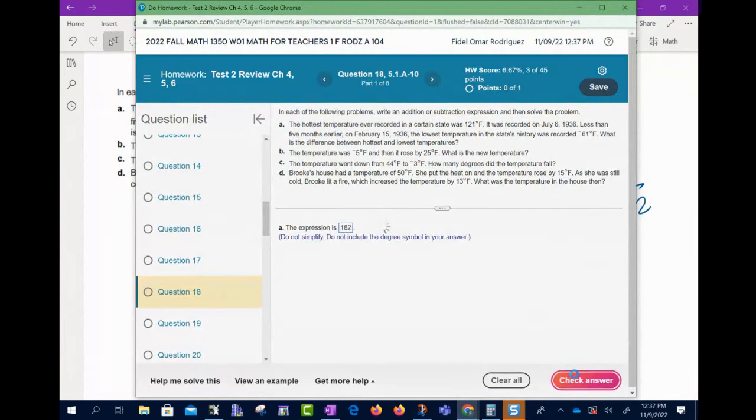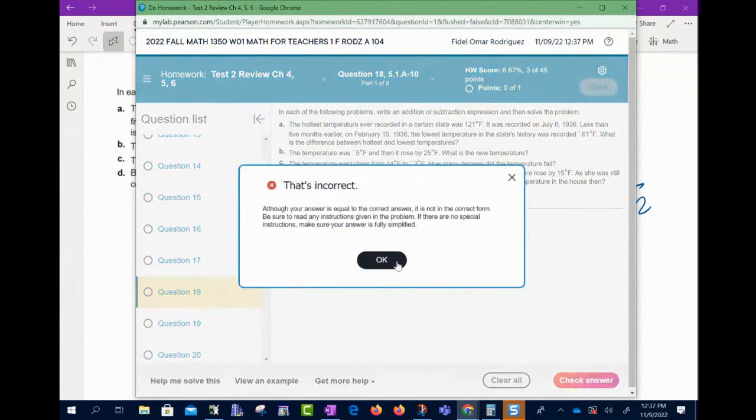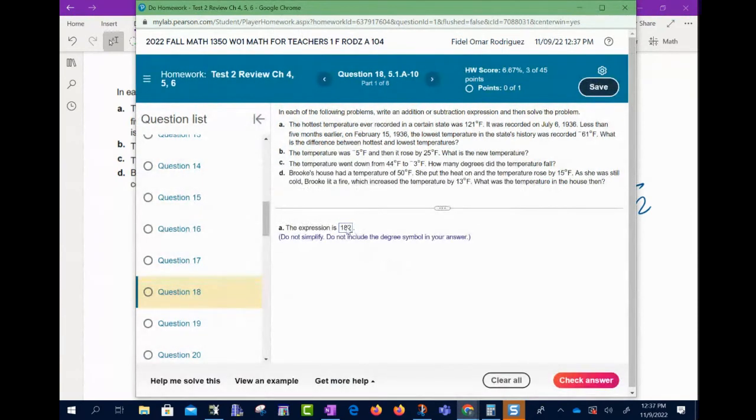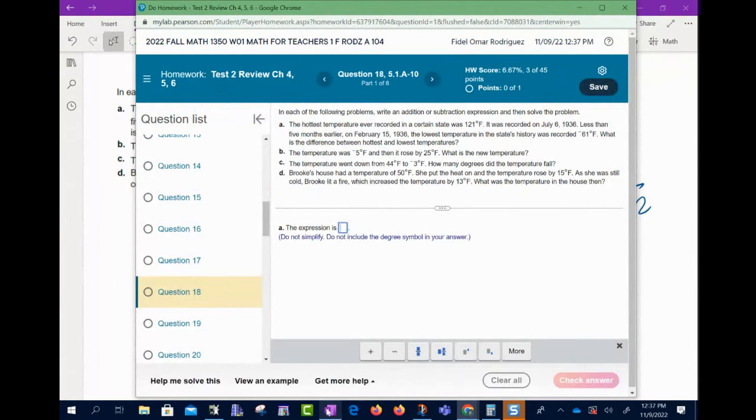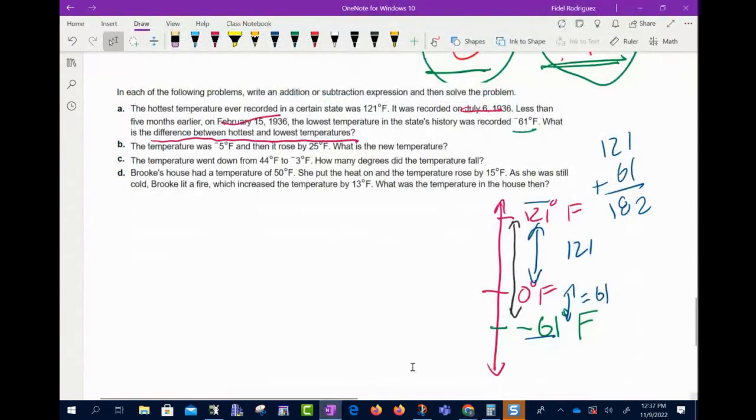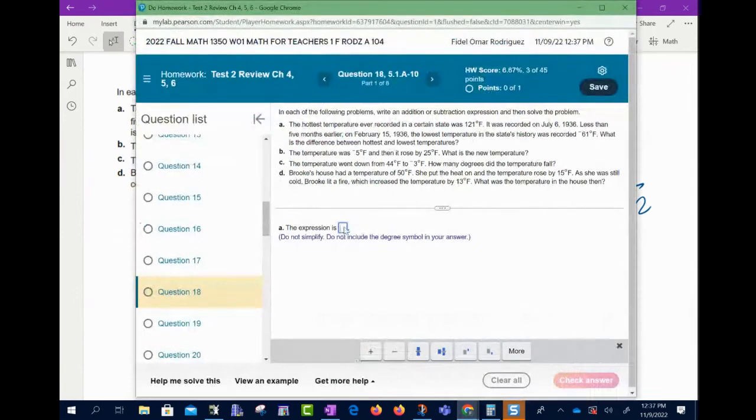We would check our answer and they would say, oh no, what did I do wrong? Oh, it says, okay, write the expression. Okay, so sorry, my bad. It's asked me to write the expression. Okay, so this is what I would do. If I'm going to write the expression, I'm going to take the number 121 and subtract the number negative 61, because it's asking me to write the expression. My mistake.